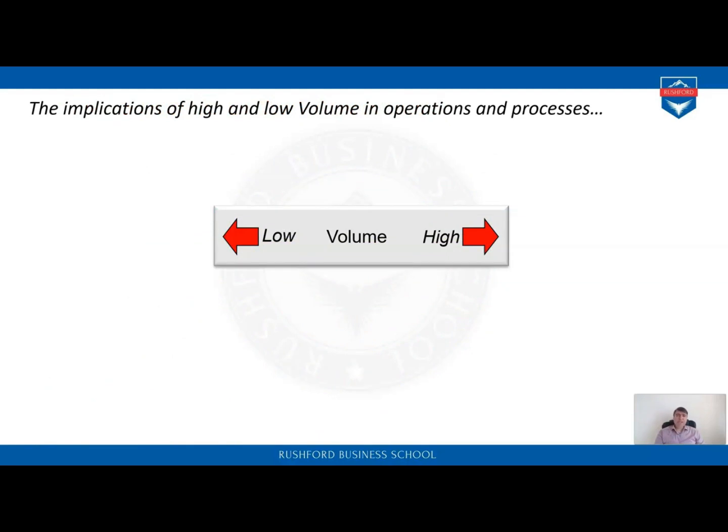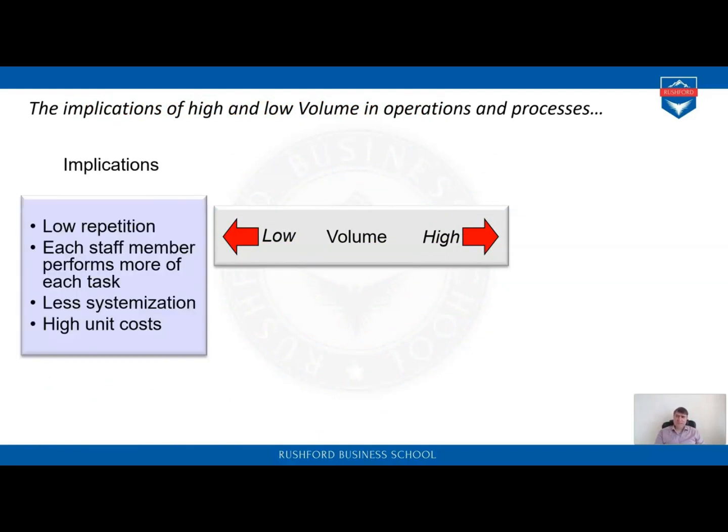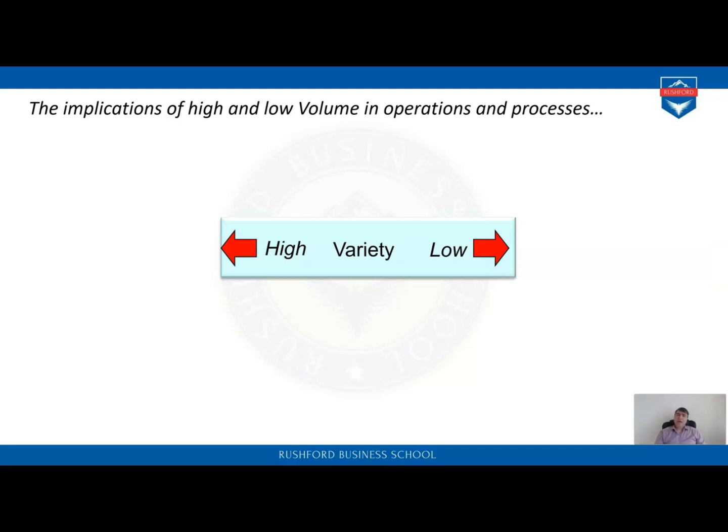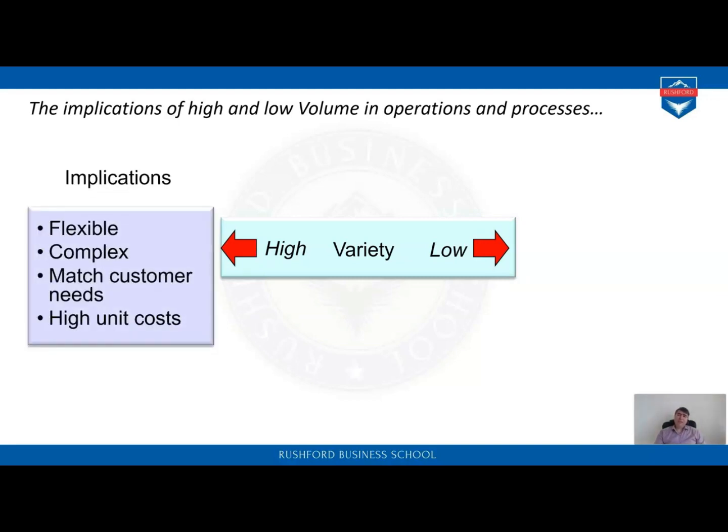For example, the implication of high and low volume in operations and processes. Low volume means low repetition, each staff member performs more tasks, less systemization and high unit cost. And what about high volume? High repeatability, specialization, capital intensive, low unit cost. You've got economies of scale in high volume. So you can see there are different implications for high and low volume. And there is high variety. What's the implication? It's flexible.